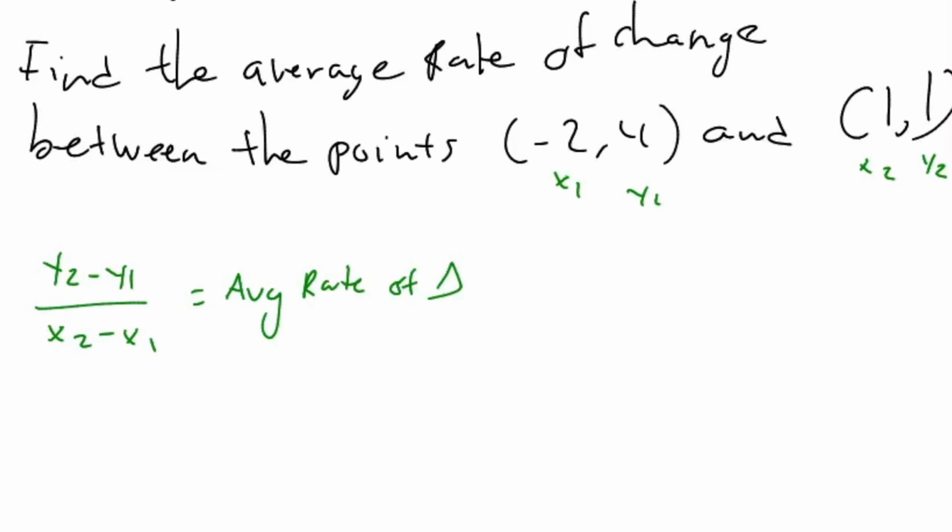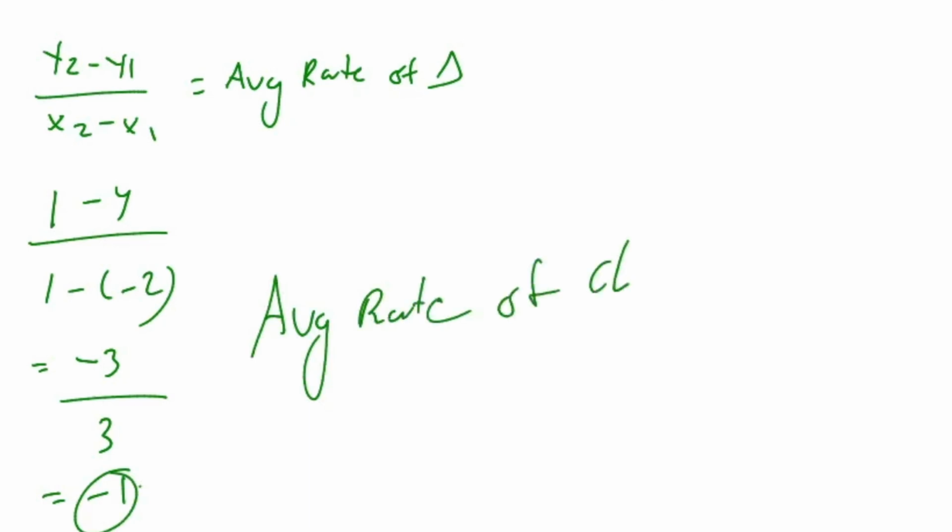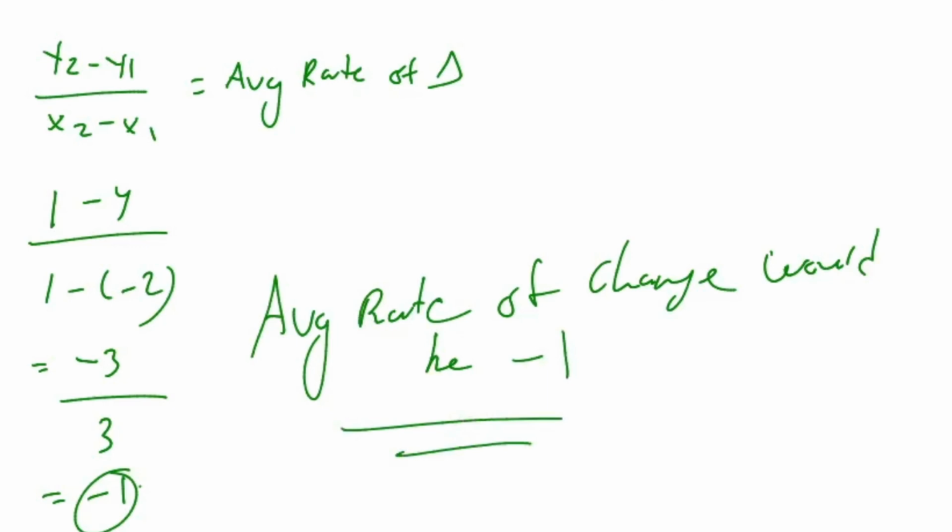So my y2 in this case would be 1, and my y1 would be 4, and then it would be x2, which is 1, minus x1, -2. Now this would simplify into 1 minus 4 is -3, and 1 minus -2 would be 1 plus 2, it would be 3, and this is basically equal to -1. Therefore, my average rate of change would be -1. That's it for the first example.